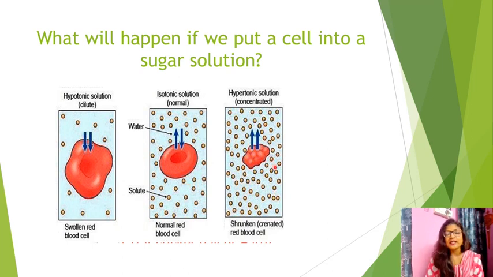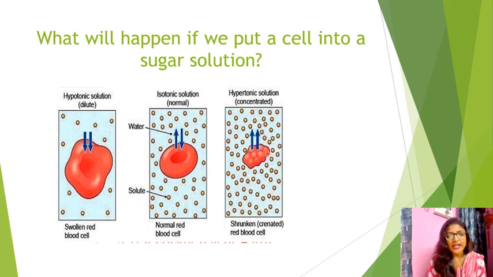In the case of the concentrated solution, the outside water concentration is quite less than the concentration of water inside the cell. So the cell will start losing water, all the water particles inside the cell will start going towards the solution, and the cell will start to shrink.